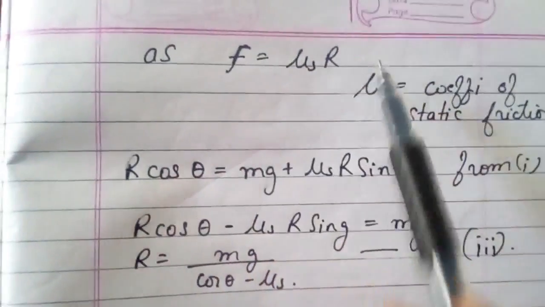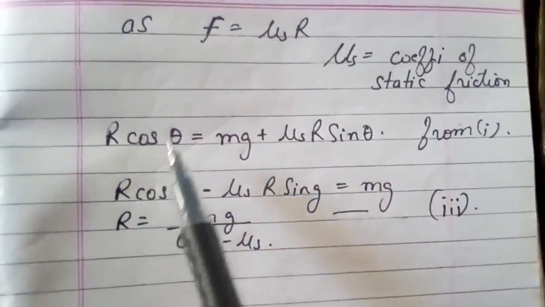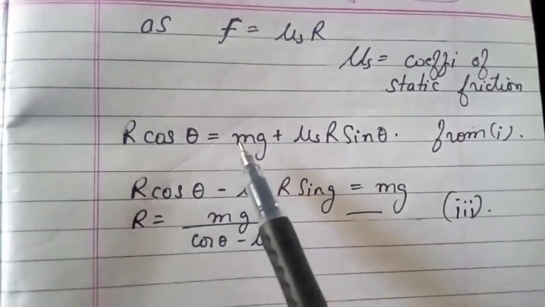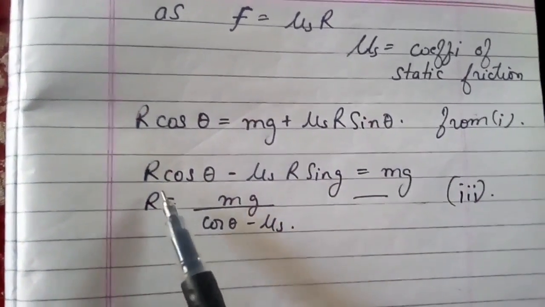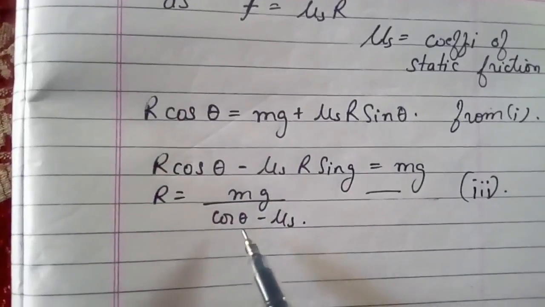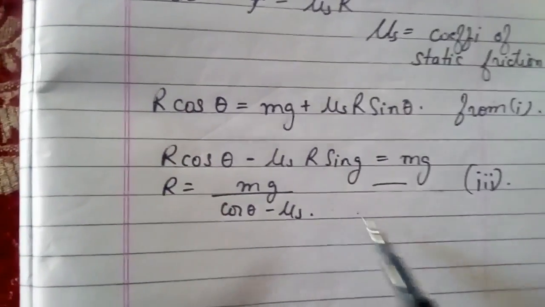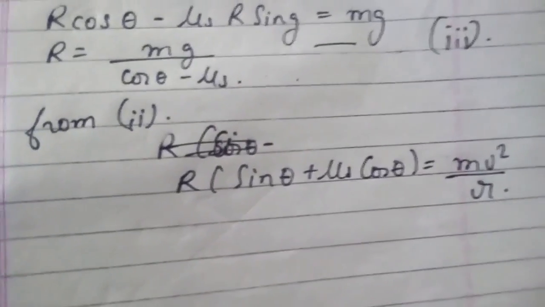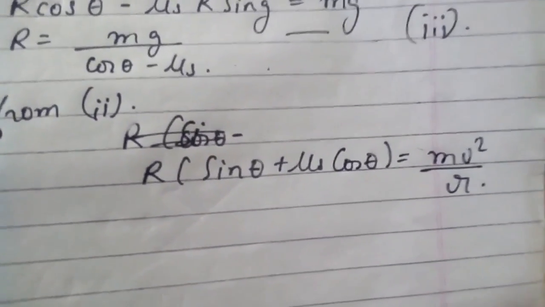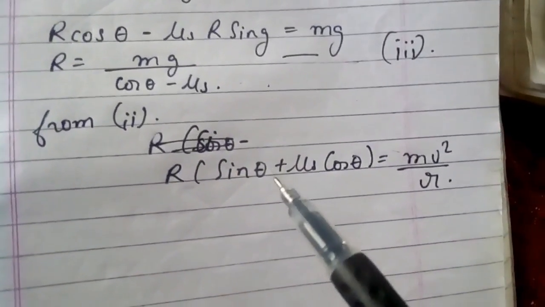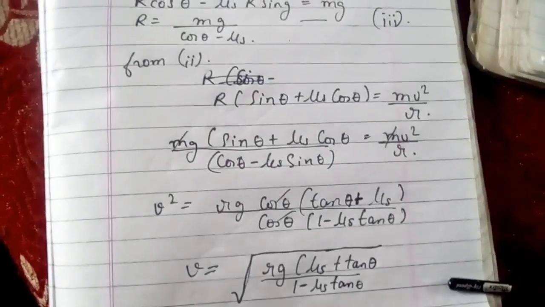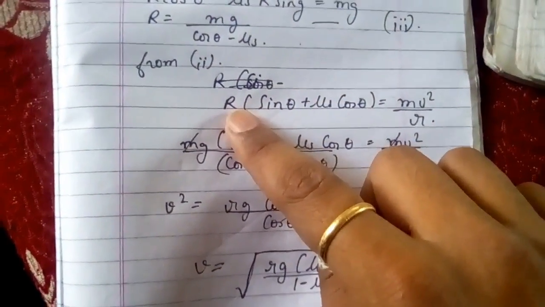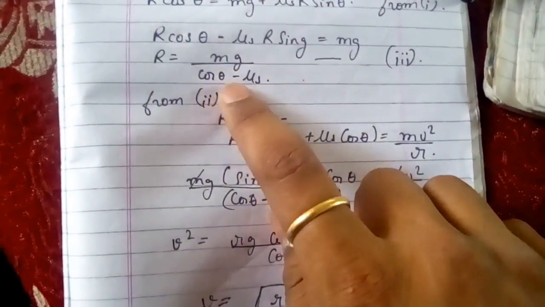Putting F is equal to mu s R in our equation 1, we get R cos theta is equal to mg plus mu s R sin theta, and shifting towards the left side, taking R common, we get R is equal to mg upon cos theta minus mu s sin theta. Putting the value in equation 2, we get R sin theta plus mu s R cos theta is equal to mv square upon r.